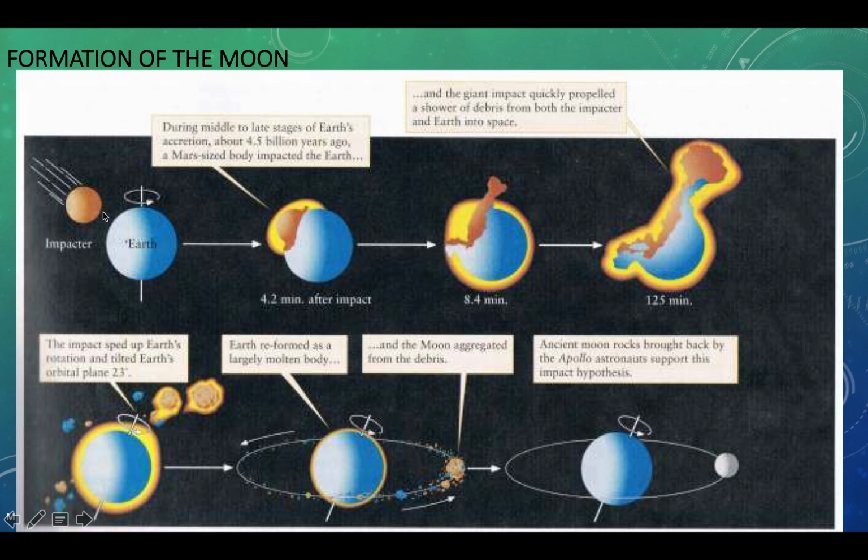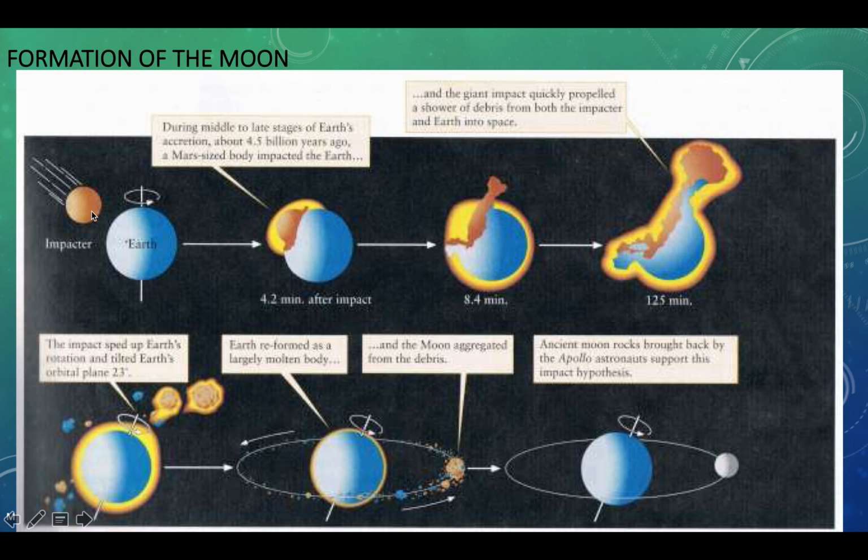But one important point, look at Earth, how it was here. It was straight. This is the axis of rotation of Earth. But because of the impact, look what happened. The Earth got tilted by 23.5 degrees. Now, this is really what causes the seasons. It is the tilt of Earth.